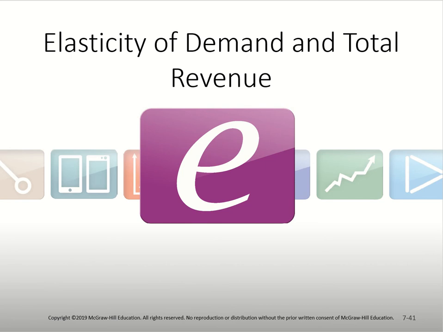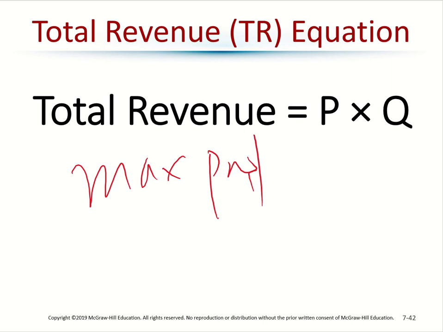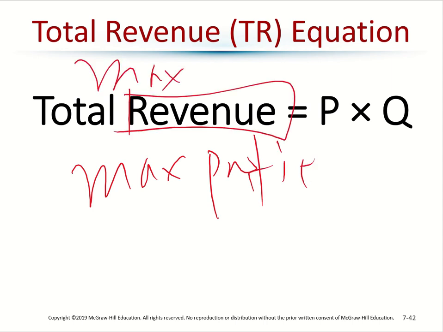All right, now we can also use our elasticity to determine what the total revenue is for the companies. Total revenue is your price times quantity. This is how much money the companies are collecting from customers. Guys, remember this: the goal for a company is to maximize profit, not maximize revenue, because max revenue doesn't mean anything. You only want to maximize profit.